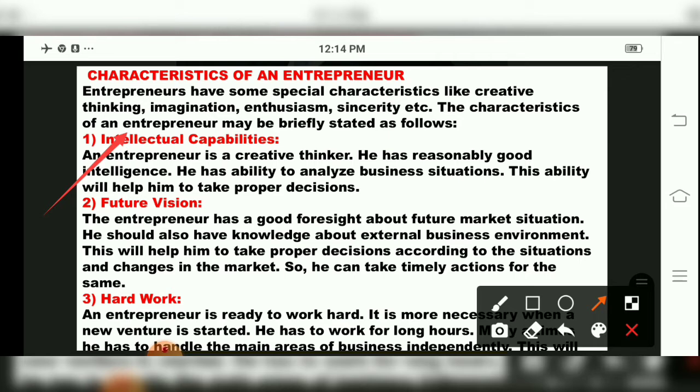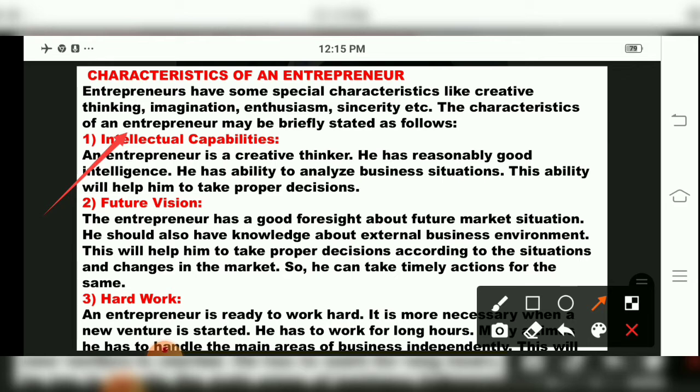So the first point here is what? Intellectual capability. Who should have? An entrepreneur. So intellectual capability means what, children? He should be intelligent. Intelligence should be there. Means he should be smart. Whatever situation arises, in any condition, he should use his intelligence and keep working his business more smoothly. This ability or capability will make him take proper decisions when he uses his intellectual level, intelligence, children. So he should be a creative thinker.